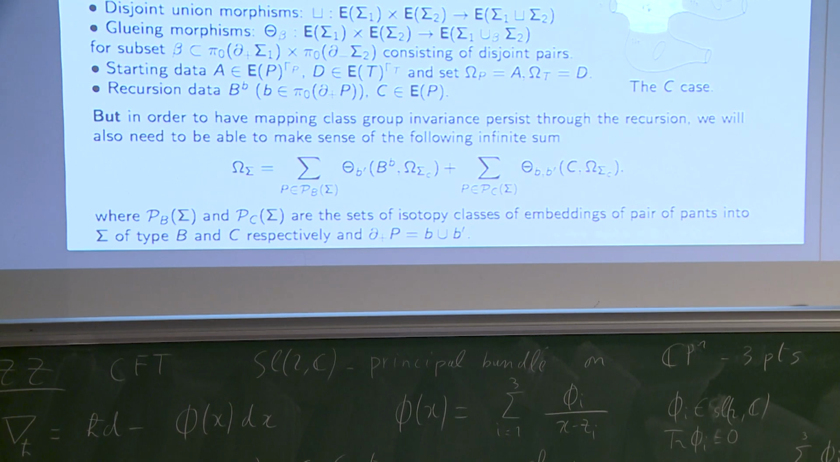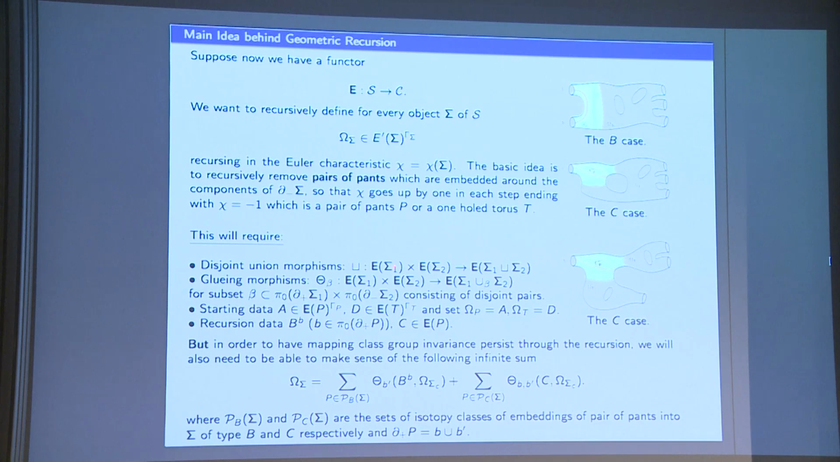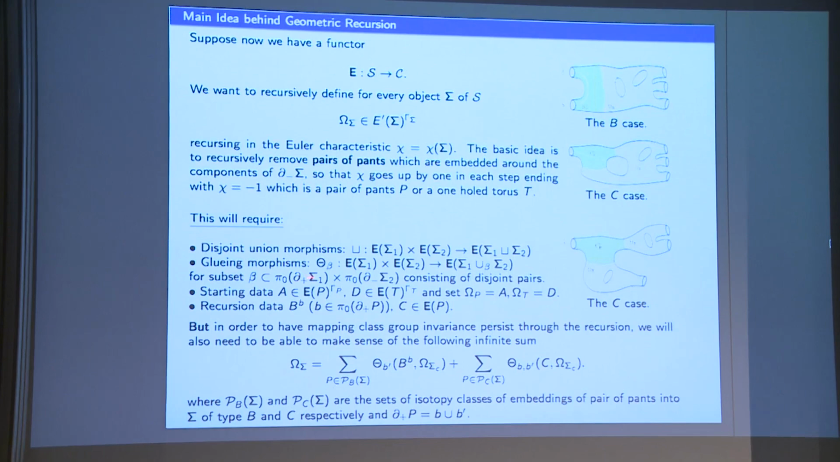Okay. Now, this requires me to have further data given, because if I want to define something for a disjoint union, I would like to have a bilinear map, a morphism here from the cross product of the vector spaces for the two individual components over to the disjoint union. And also, if I have gluing maps, if I have two surfaces and a pair of boundaries that I want to glue, I need to have gluing maps.